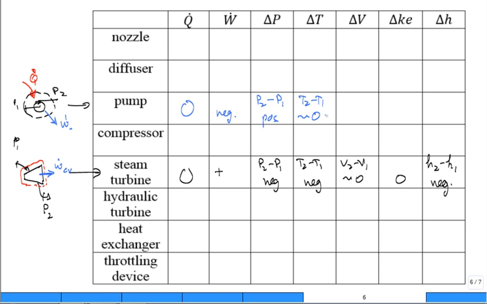All right. What about the change in the speed? 0. Purpose is not to speed it up. It's to boost its pressure. How about change in kinetic energy? 0, same thing. How about the change in enthalpy? Goes up. So it's positive. And now you have H2 minus H1.